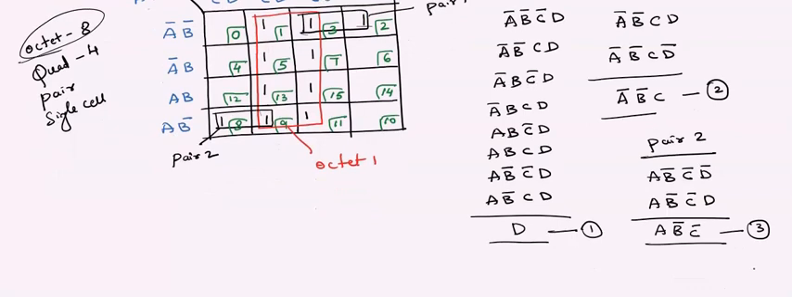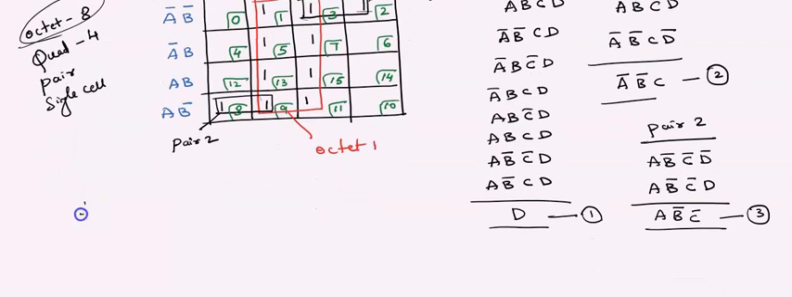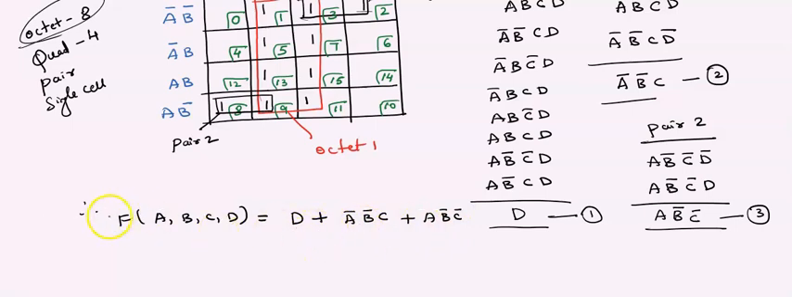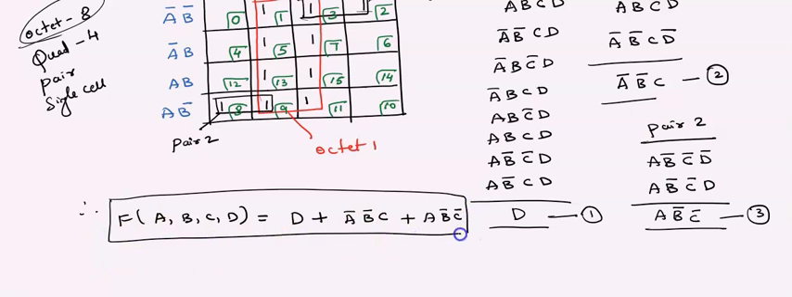Now we have to solve this. Now we can say that therefore f of A, B, C, D is equals to, what is expression 1? D plus, what is expression 2? A complement, B complement, C, take it as it is, plus expression 3, A, B complement, C complement. Now you no need to take any common factor. Whatever you get here, you have to leave it as it is. This is my final solution. This is my output. Okay.